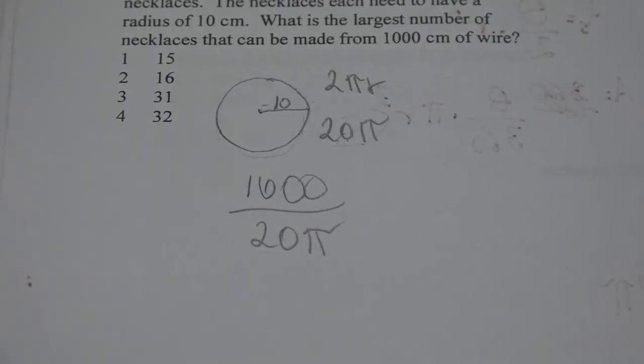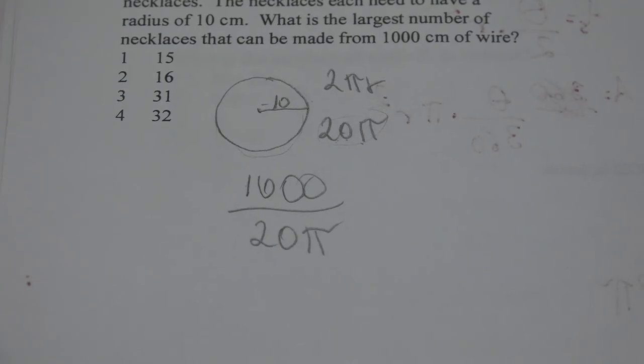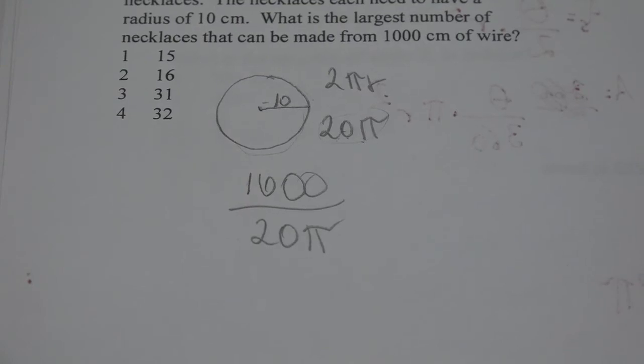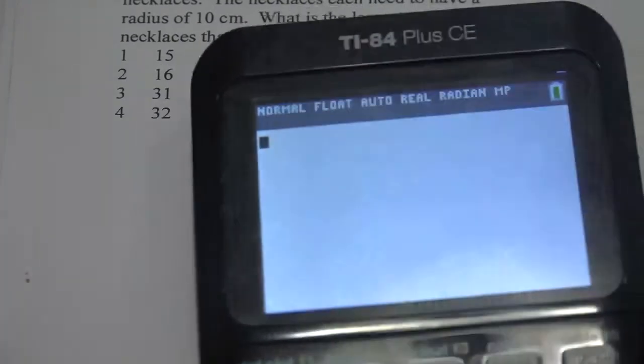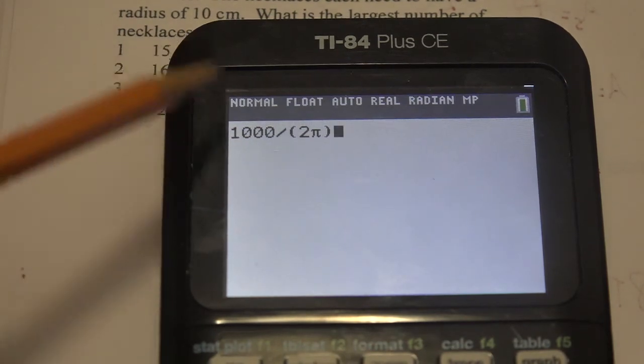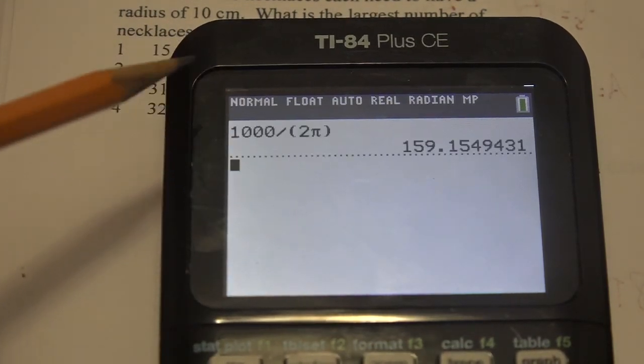So then what do I get? Okay, 1,000 divided by what? 2 pi. And I'm going to show you how to write it on the calculator because some of you are going to make a mistake. So it's 1,000, see that? Divided by, and I'm going to do the following. 2 pi, and close parentheses. That tells the calculator divide the whole thing by 2 pi.